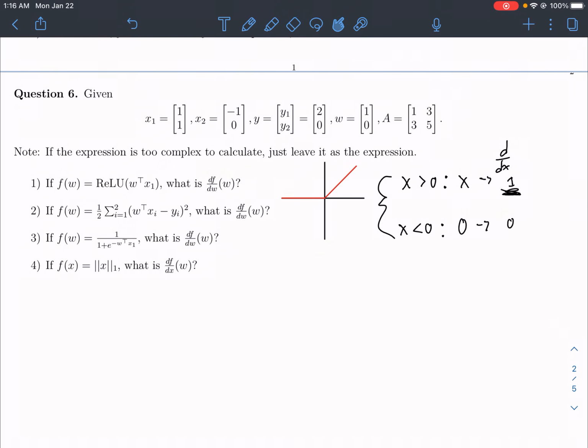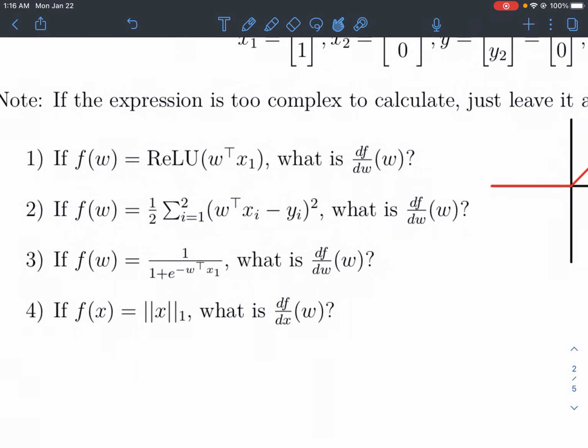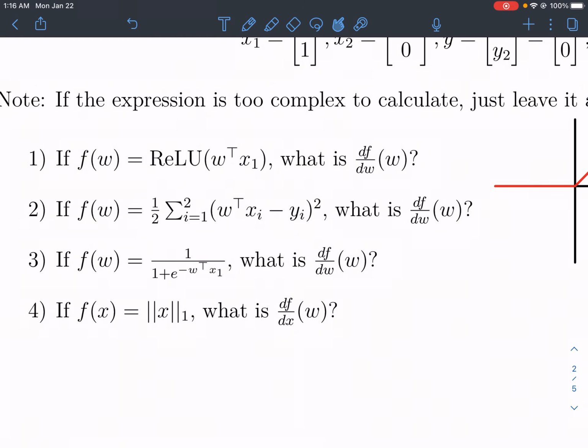Hello. In question 6, we're going to be doing some chain rule practice. We're going to have a few functions, and we're going to have to find the derivative of all of them. Some of these functions may have known derivatives, but I would suggest practicing chain rule on these because that is the point of this problem. For part 1, we're given ReLU of W transpose x1.